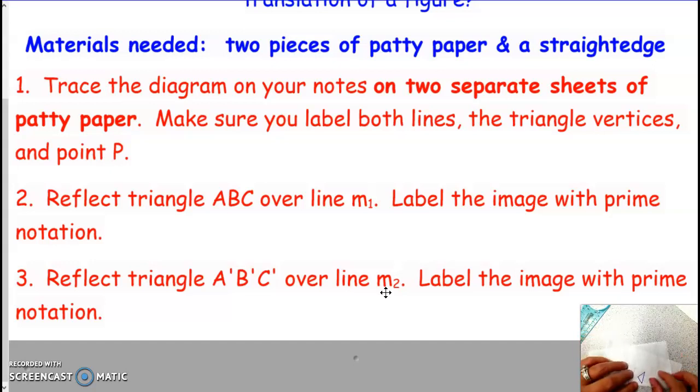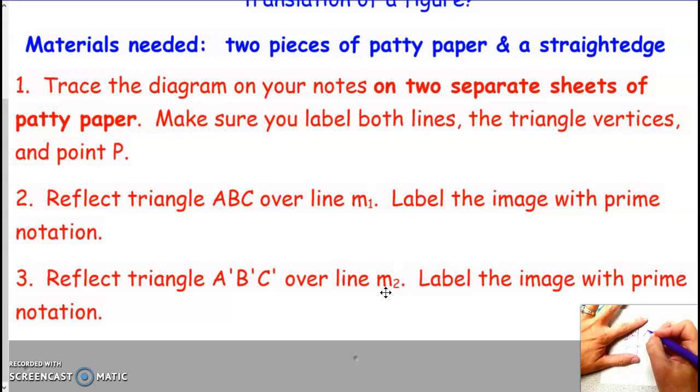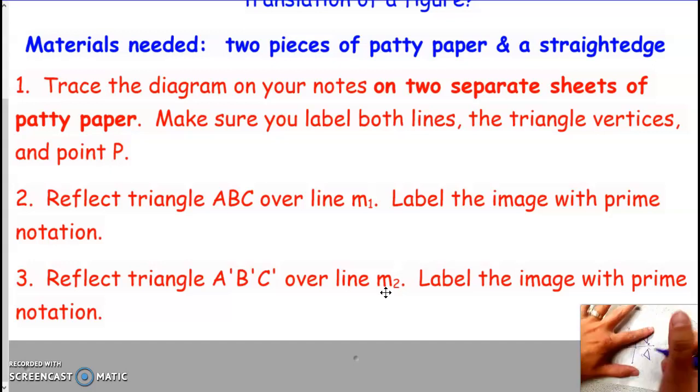So this is going to be A double prime. This is going to be B double prime and C double prime. Okay, so when I get finished, this is what my end result is. Now, if you would rather see it all on one side, you can just trace these: A prime, B prime, C prime, and then trace these: C double prime, B double prime, A double prime.